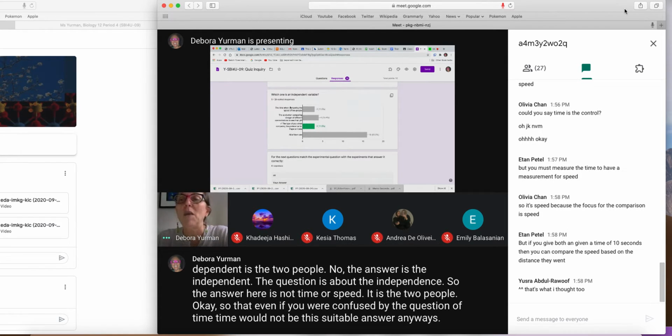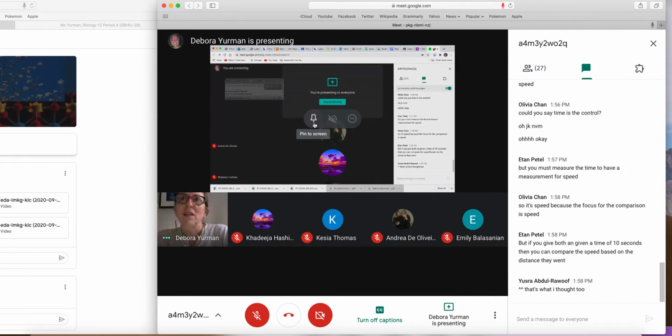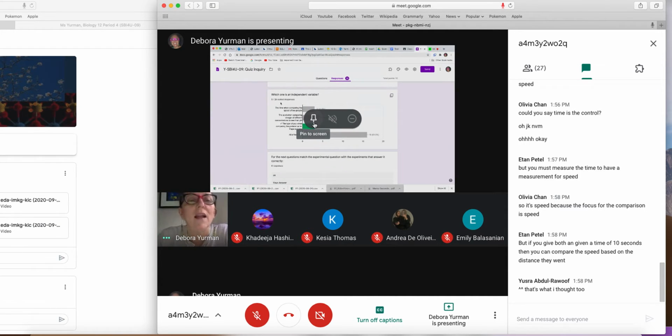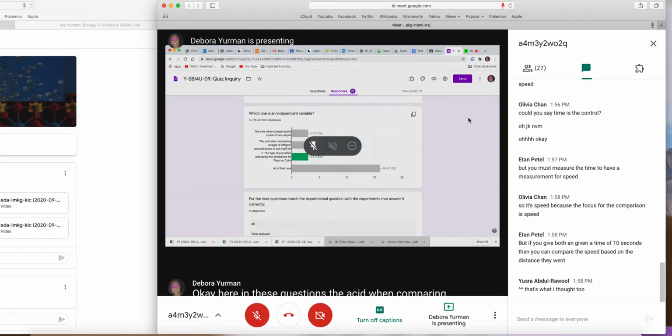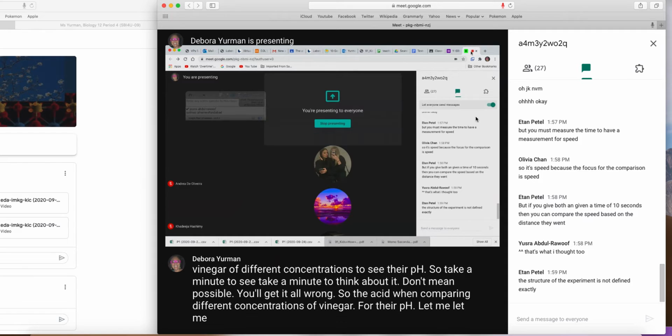So take a minute to think about it. Don't be impulsive, you get it all wrong. So the acid when comparing different concentrations of vinegar for their pH. Let me go back and read it again. The acid when comparing vinegar of different concentrations to see their pH. Why is that wrong? Why is the acid not the independent?